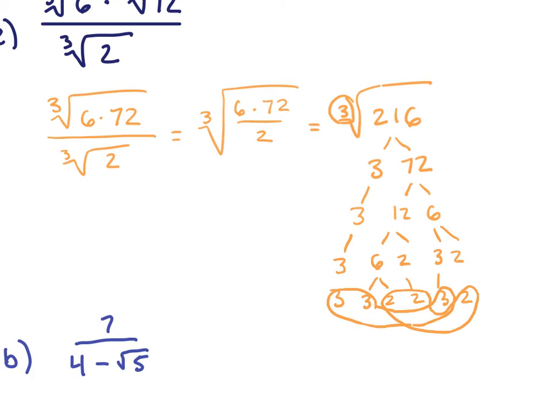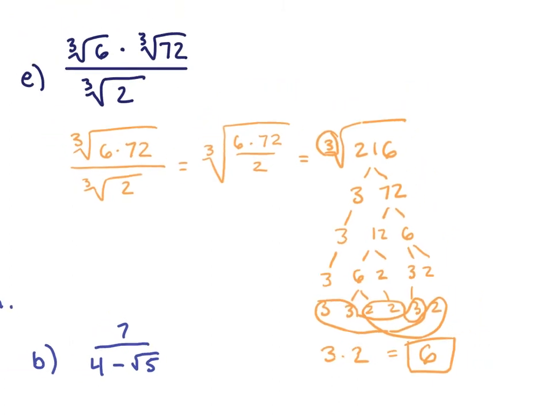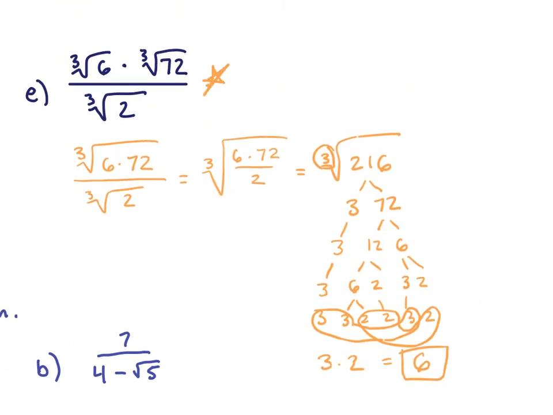So what comes out? A 6. So a 3 and a 2 come out, which is 6. So from the start, this may not look like a 6, but once you combine everything on the inside and then simplify, it's a 6. Any questions?